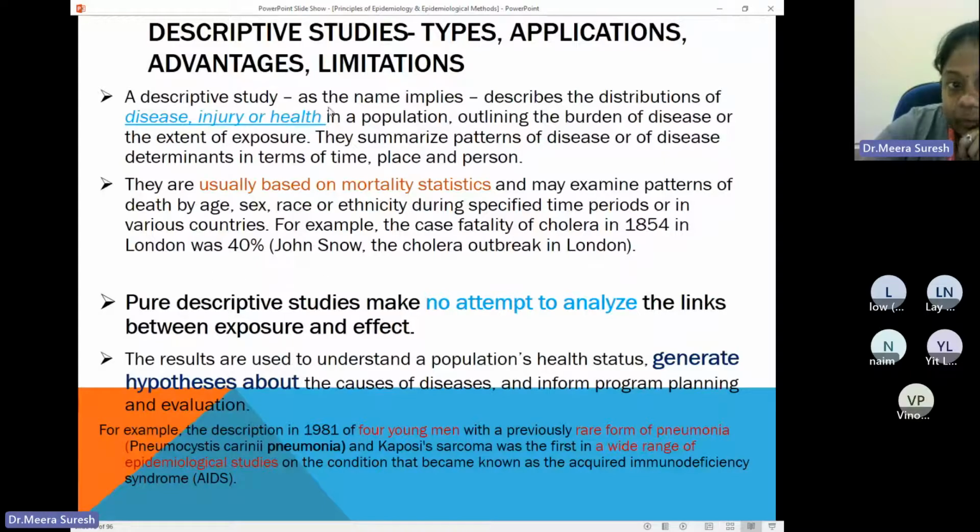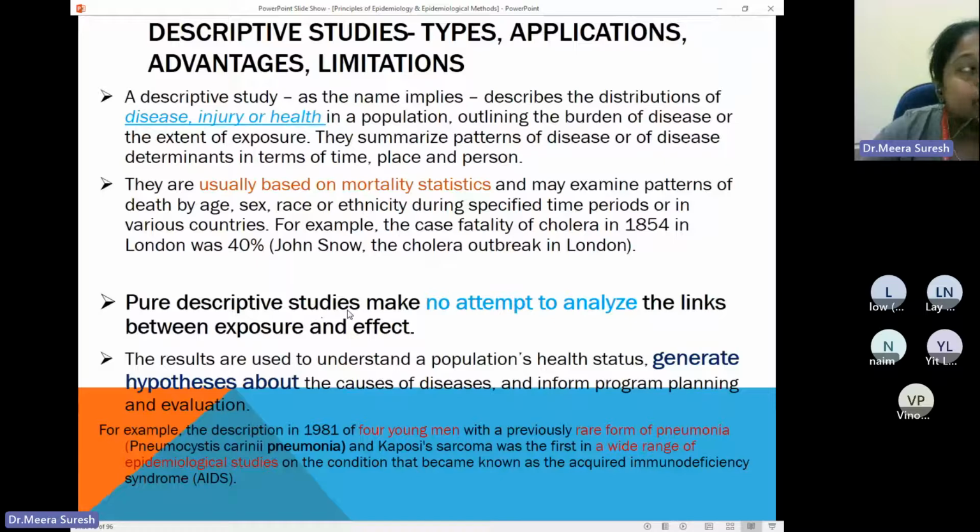But when we are doing a descriptive study, we are not going to connect the etiology and the outcome, or the exposure and the effect. We are not going to connect, we are just going to observe it. We don't do any analysis.